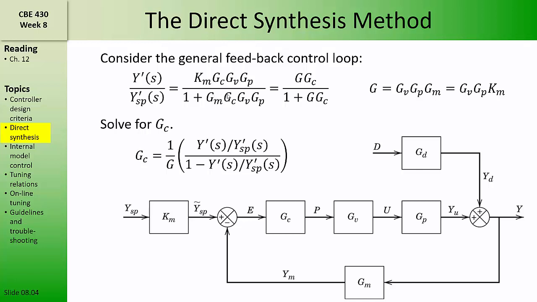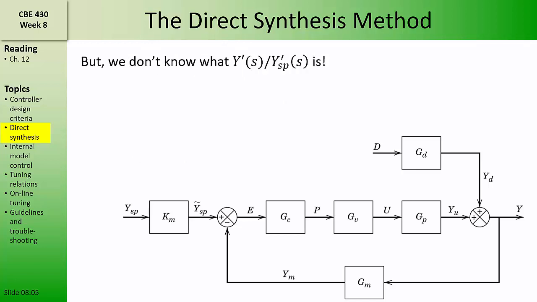And then we will factor out the controller transfer function, Gc, from the open loop transfer function, which is this product, and we'll call that group of transfer functions with the controller transfer function factored out, G. So G here represents Gv, Gp, Gm. And it's also equal to Gv, Gp, Km because Gm is just a gain Km. Having factored out the controller transfer function, Gc, we can now solve for the controller transfer function as a function containing G and y over ysp, which is our servo transfer function.